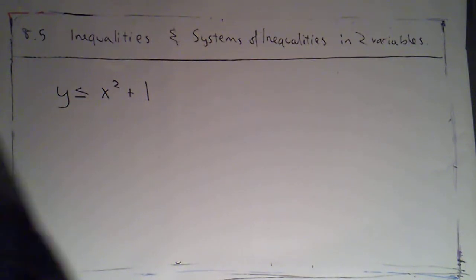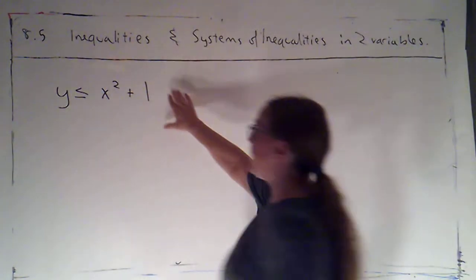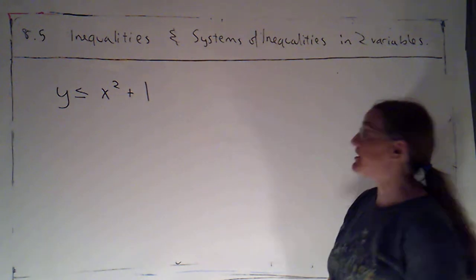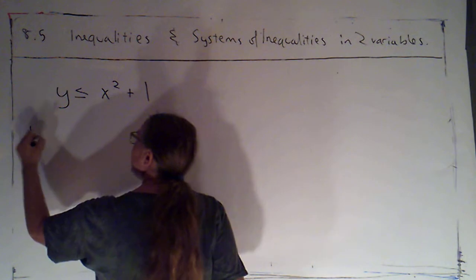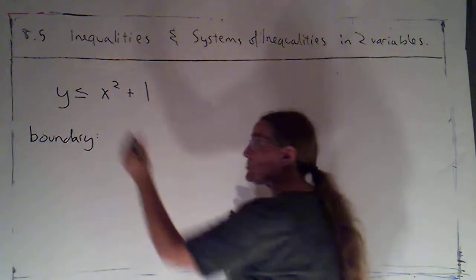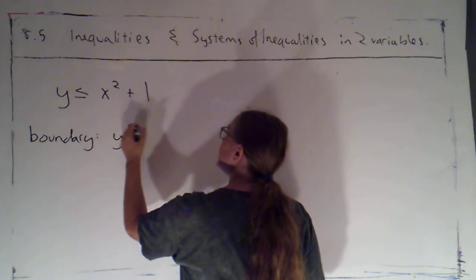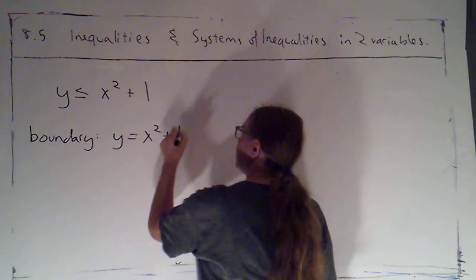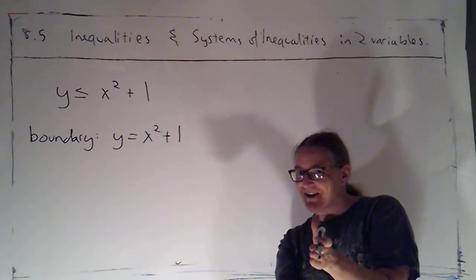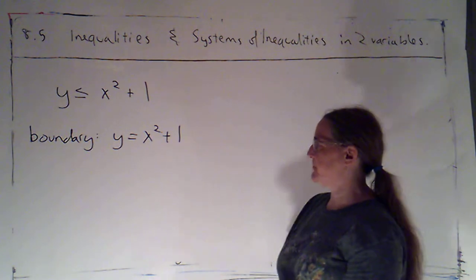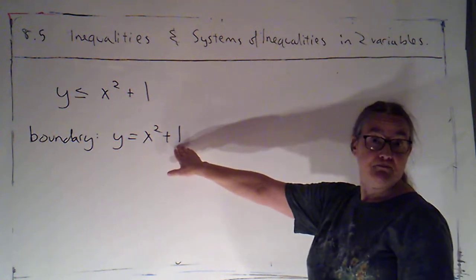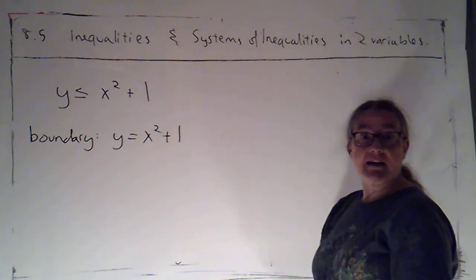I've got our first nonlinear inequality up here on the board, y less than or equal to x squared plus 1. You'll notice our boundary curve, as always, is what we get if we replace the inequality with an equal sign, because where two things are equal is going to be the boundary between when one part is bigger and when the other part is bigger. But that's not a line, that's going to be a parabola. Still, that's going to be my boundary.